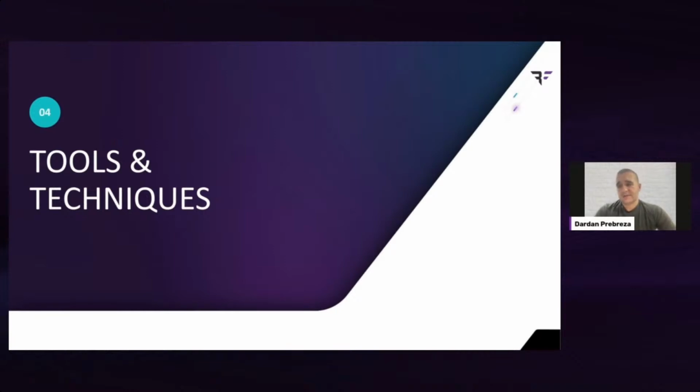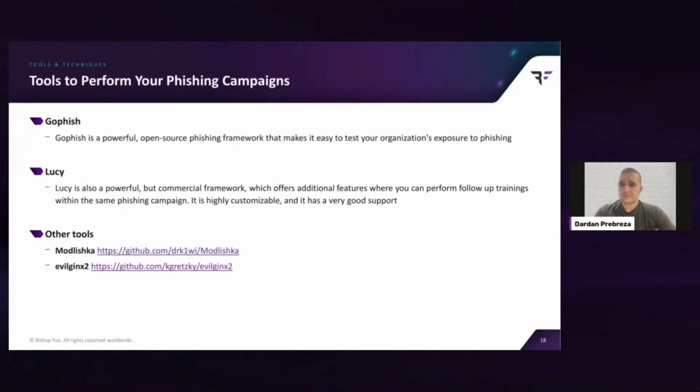The next step is to talk about tools and techniques that we use for most of our social engineering campaigns, either standalone or as part of red team engagements. There are several tools to perform mass phishing via email. For instance, GoPhish is a powerful open source phishing framework that makes it easy to test organization exposure to phishing.